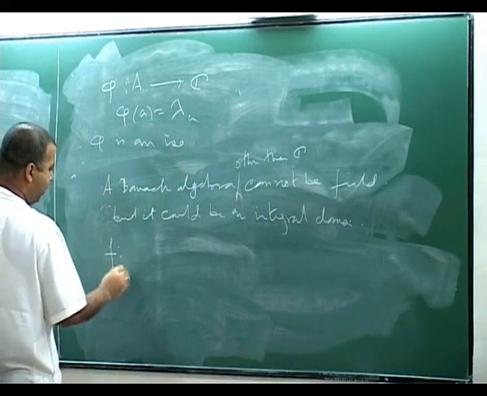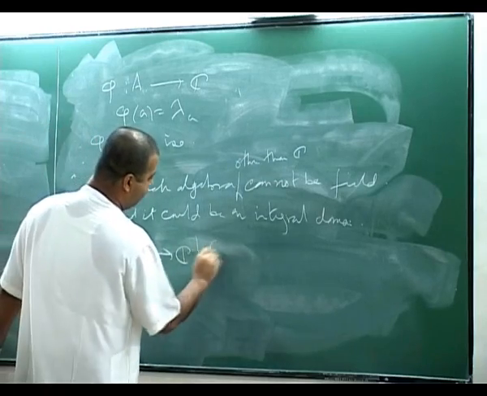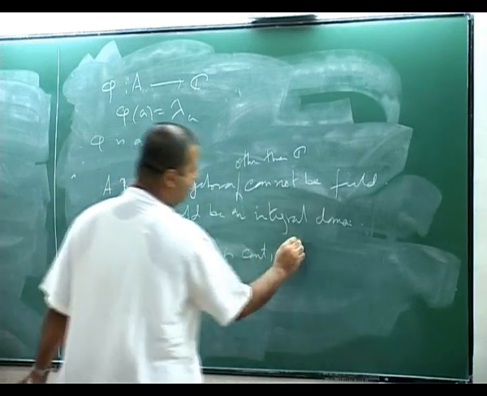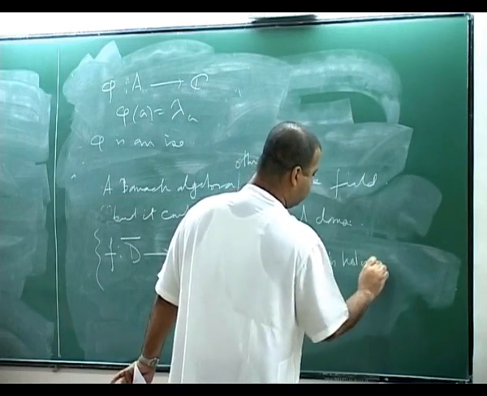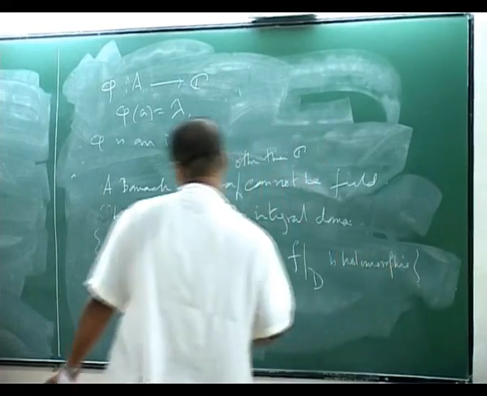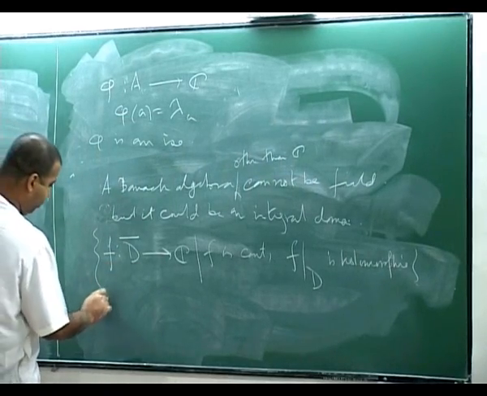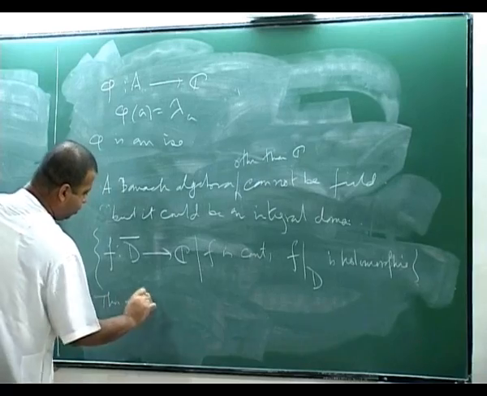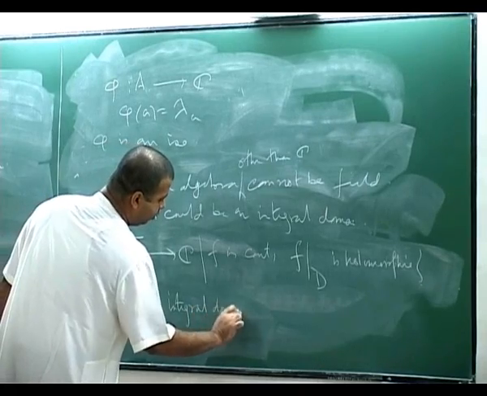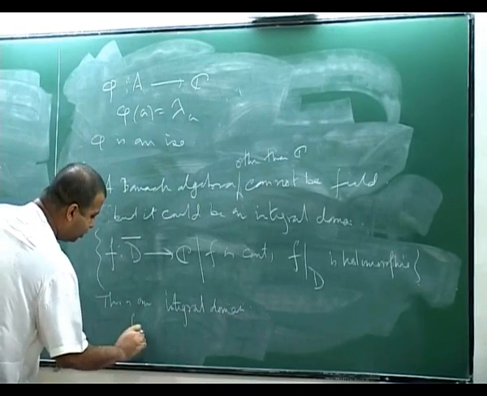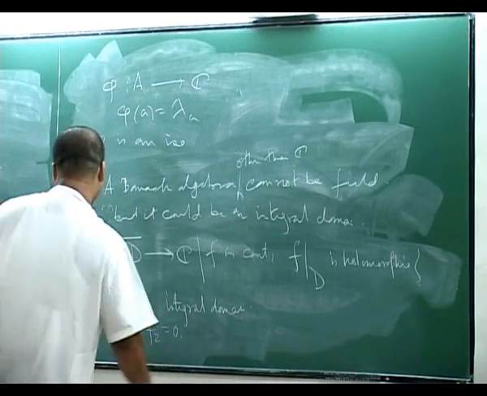Consider functions f defined on the closed disk to C such that f is continuous and restricted to the interior of the disk, the open disk, is holomorphic. Then this is an integral domain, because if you take two functions whose product is 0, then that will imply that one of them is 0.